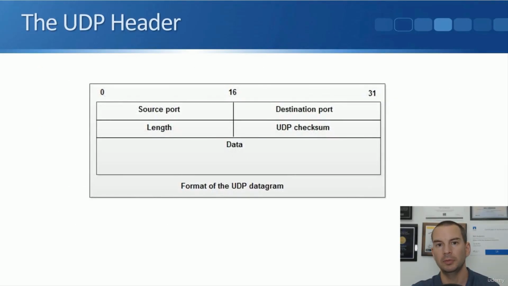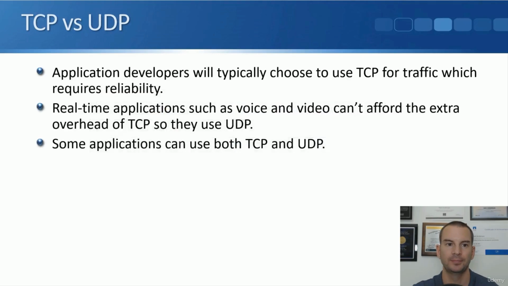Looking at the UDP header, you'll see there are many fewer fields in here. All we have is the source and destination port, the length, a UDP checksum, and the data. So you can see by comparing the UDP header and the TCP header, there's much less overhead with UDP.